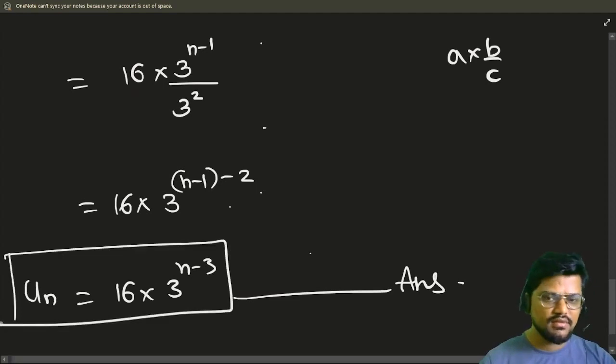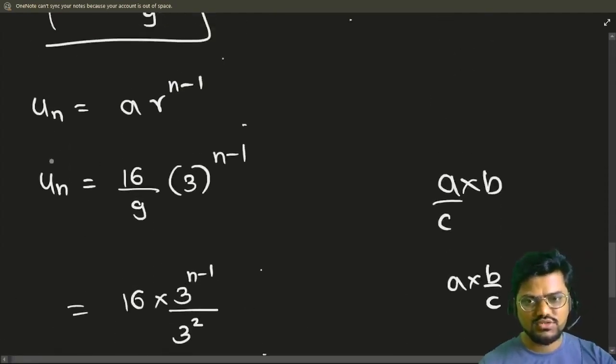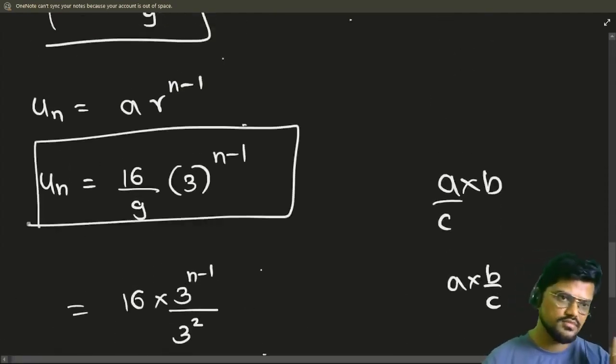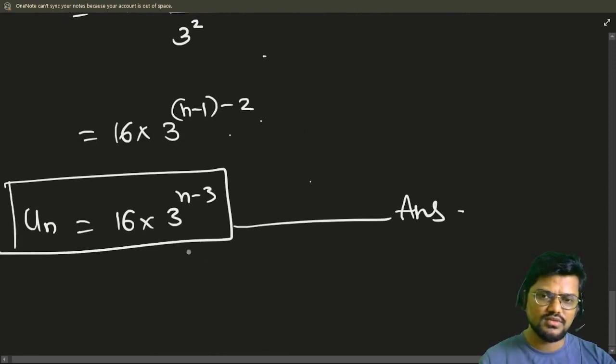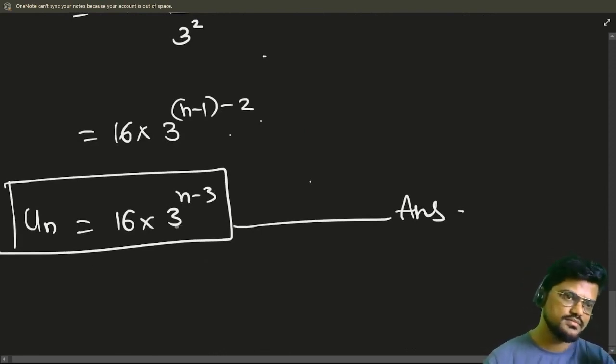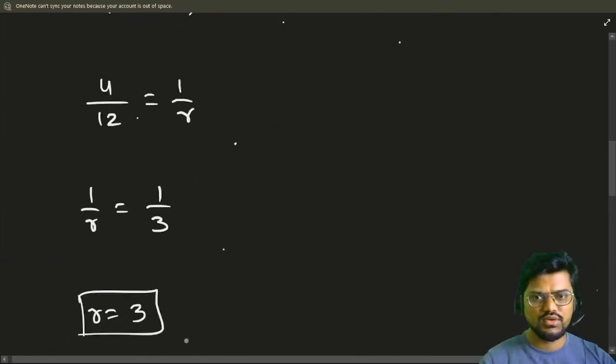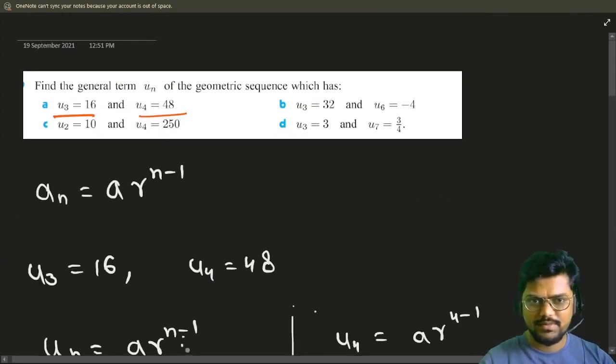Got it? Even this can be the answer. Also, this can also be the answer. Even if you write up to here, your answer is right. But if they ask you to prove, then maybe you have to write this. Clear? Now I want you guys to solve this one.